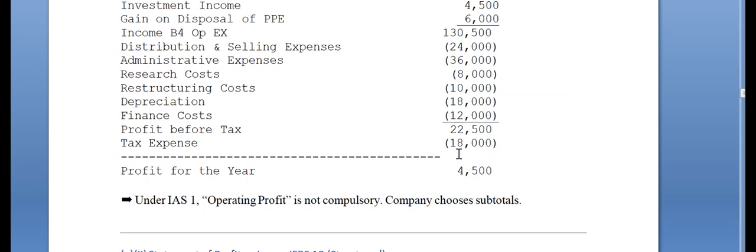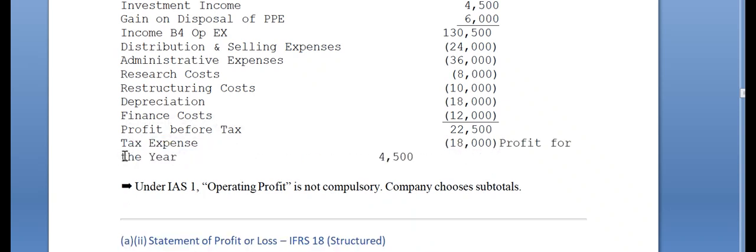Then you have your tax expense of 18,000. When you also remove it, you have a profit for the year of 4,500. Please help me check this calculation of mine. I'm sure I am very correct. So under IAS 1, operating profit is not important. It's not mandatory. You don't need to disclose it. Is that taken?